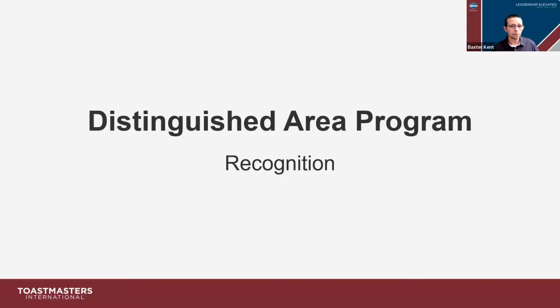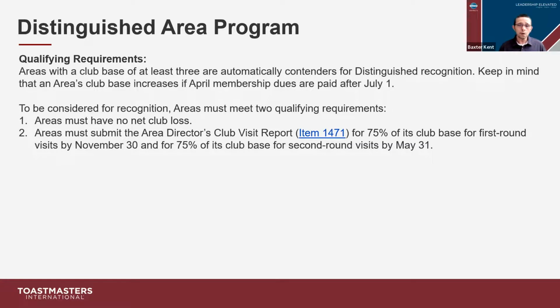Now, I mentioned the Distinguished Club program and that there is a Distinguished Area program for recognition. And here is what is part of the area program. If you've got at least 3 clubs, you're automatically a contender, but that doesn't mean you automatically qualify. In order to qualify to be a distinguished area, you have to have a 0 net loss of clubs. That means even if you lose a club, as long as you add a club, that's a 0 net loss. And areas must submit their area directors' visit reports for 2 times out of the year.